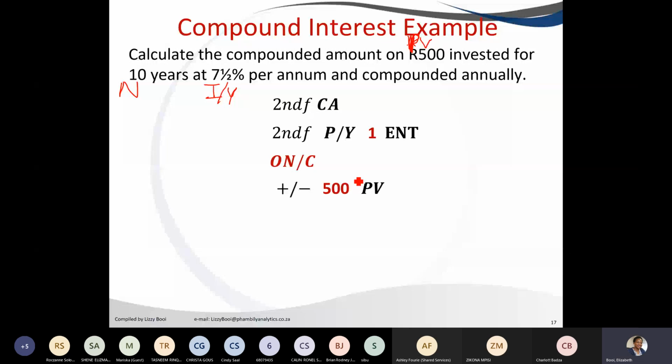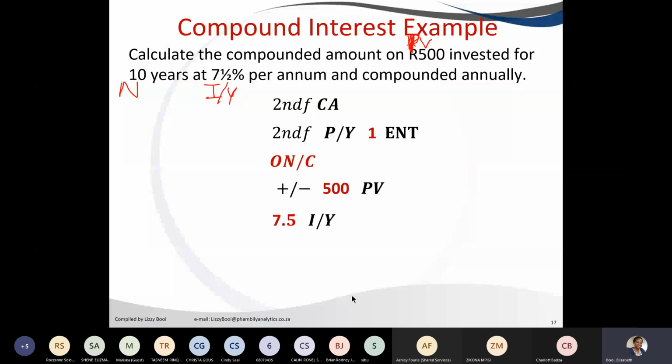Now we can capture the interest. Remember that 7.5 is 7.5. So you just press 7.5 on your calculator and press the I/Y button, which will store your value as interest. We're ready to capture the period.